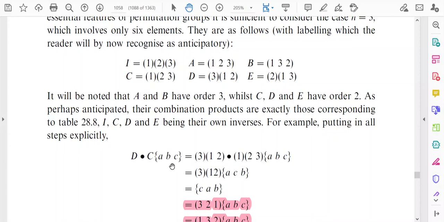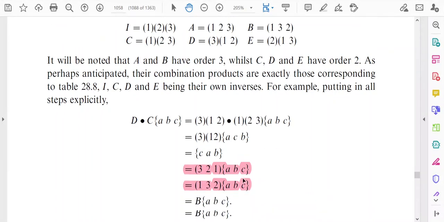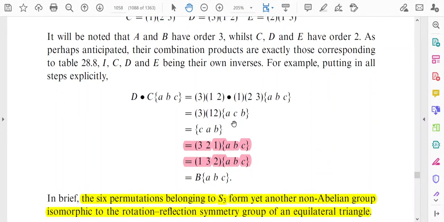D dot C of ABC, if we write ABC as a set of 3 objects, so if C acts on ABC, what is C? C is 1 and 2, 3. So 1, 2, 3 is acting on ABC. Its meaning is that 1 will be unaltered, that means A is unaltered, and 2, 3 means 2 and 3 will interchange their position, so B and C will interchange, so that will become ACB. Now what is 3, 1, 2 of ACB? The third object is unaltered, that is B, and 1, 2 will interchange, that is AC, that will become CA.